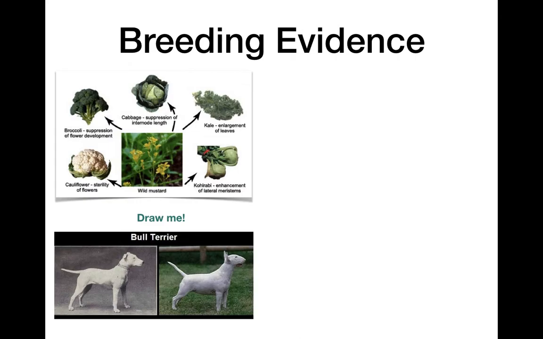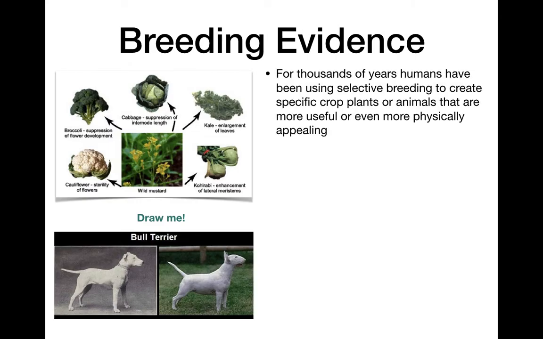Okay, so let's start by talking about breeding evidence. So for a long time, for many, many thousands of years, humans have been breeding plants and animal species to create specific individuals that have traits that we want. So we're looking for individual plants or animals that have maybe, in a plant, a bigger fruit, or a certain kind of vegetable, something that's going to be more useful for us, or perhaps even just more physically appealing. Sometimes we've been breeding things because we think they look prettier, and we want more offspring with that particular trait.